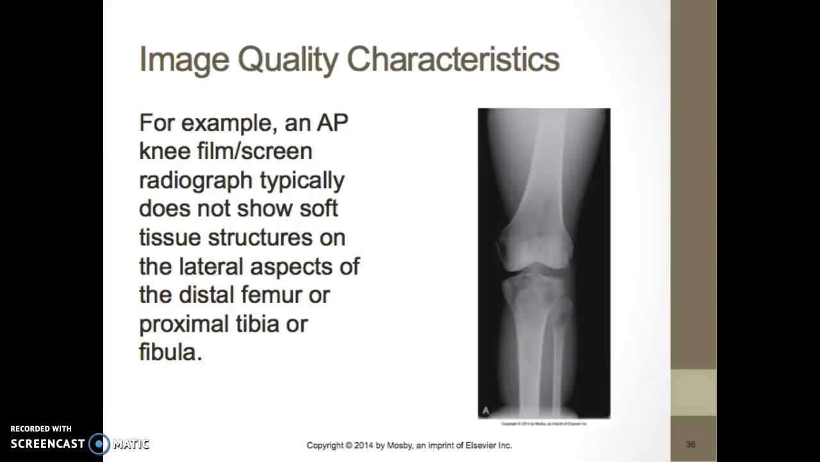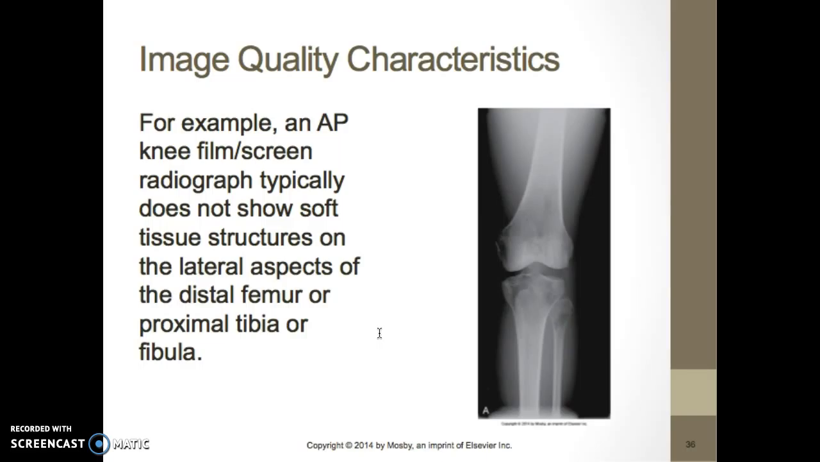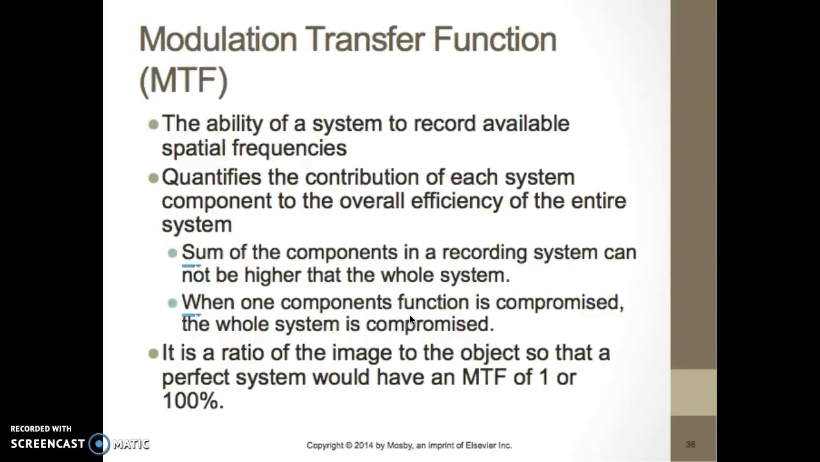So for example, an AP knee. This is film screen, so it does not show the soft tissues like you normally would see on a digital system. So here is your digital system. You can see all the soft tissues, so it has a wider dynamic range, allowing for the tissue densities here that you can see with digital compared to film. This is due to a wider dynamic range. It does not mean that there's additional detail. The detail is the same, it's just giving you more shades of gray.